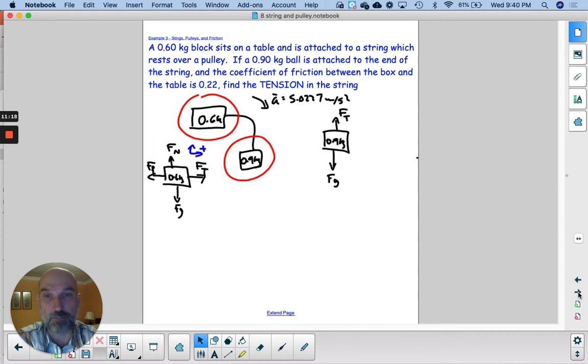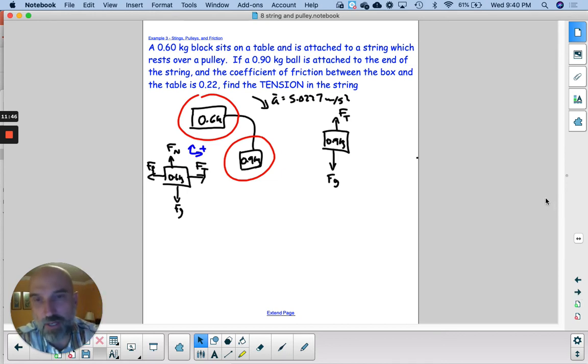One more example. Okay, so now we've got our blocks, again 0.6 and 0.9 kilograms, but now we want to know what is the tension in the string. Tension didn't come up before because it was an internal force. If we want to find the tension, we need to make it an external force, and we do that by how we define our system.